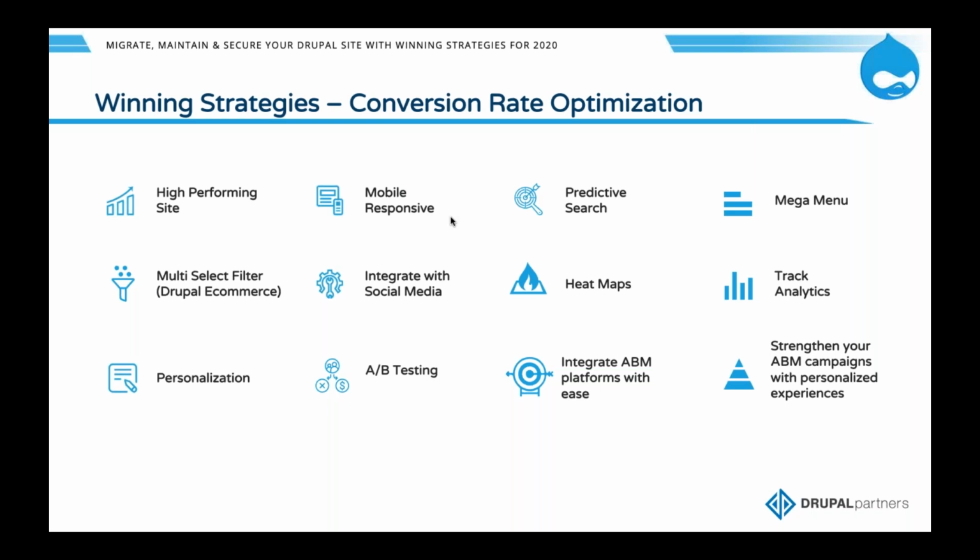And if you are using an e-commerce site, we would recommend using something like Drupal Commerce. We recommend using a multi-select filter on the product collection pages, because a multi-select filter helps the customer select different categories or different attributes of the products, and they can narrow down their search for what they are looking for. So it's better to have a multi-select filter on the product collection page.